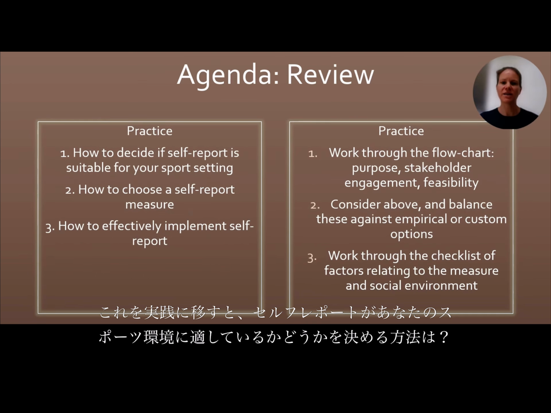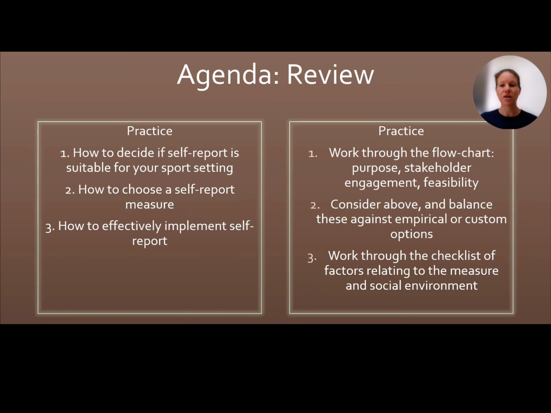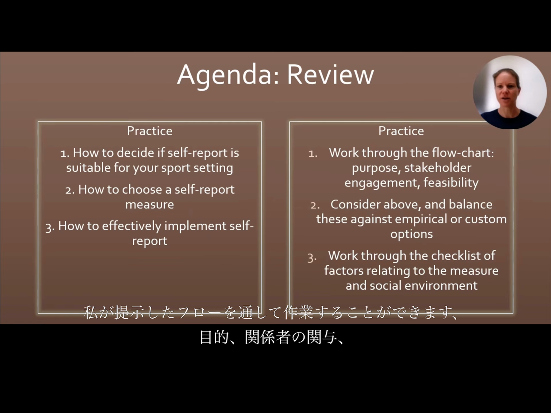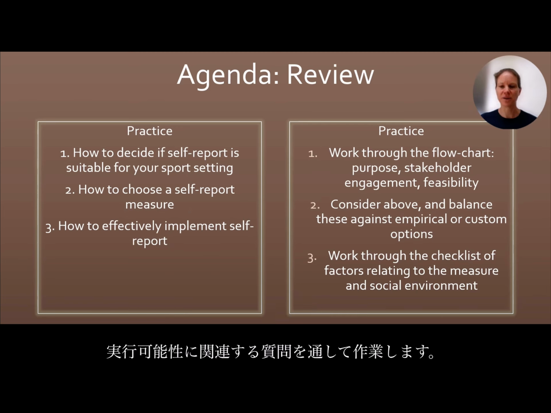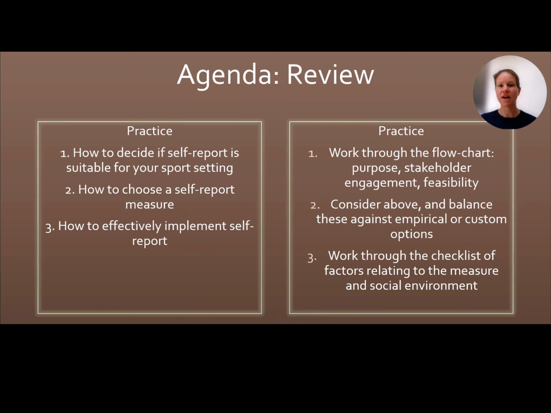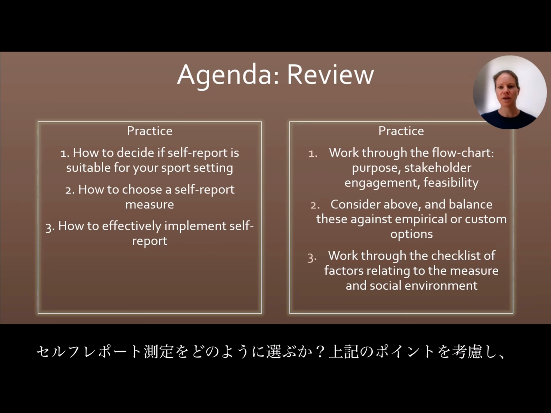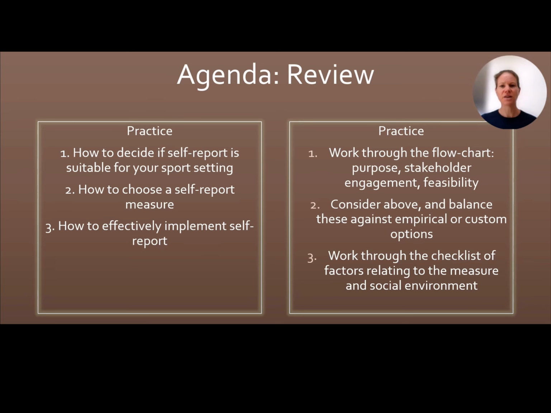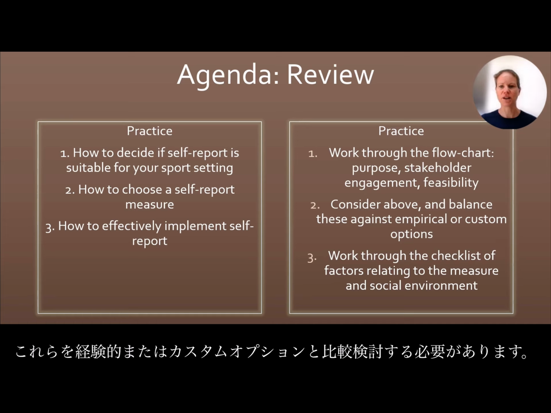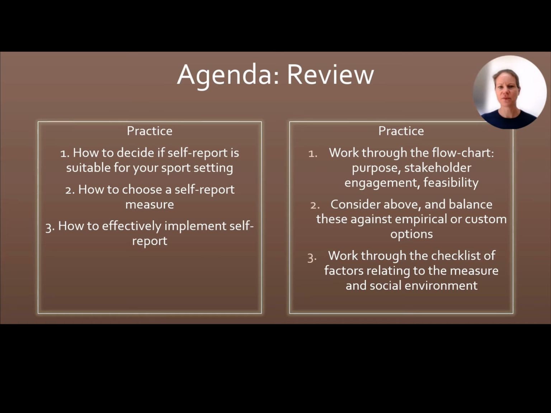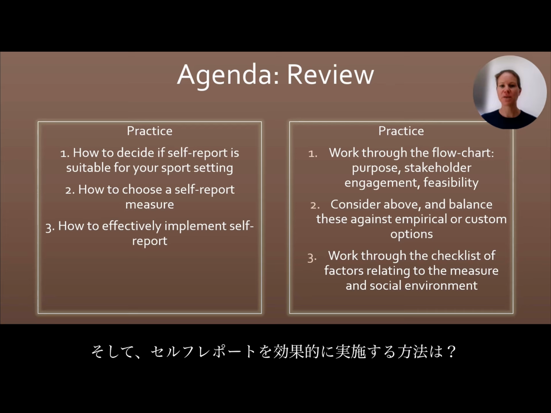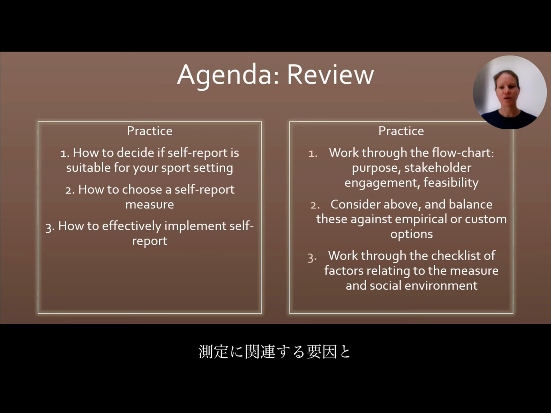Putting this into practice, how to decide if self-report is suitable for your sports setting. You could work through the flowchart I presented, working through the questions related to the purpose, stakeholder engagement, and feasibility. How to choose a self-report measure? Well, considering the above points, you then have to balance these against empirical or custom options. And then how to effectively implement self-report? You can work through the checklist of factors related to the measure and the social environment.